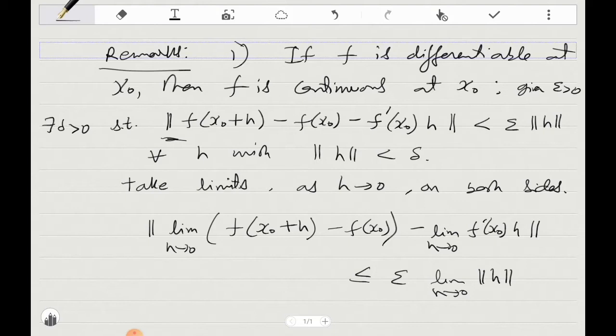So after taking limits, this f prime x naught h is a linear transformation acting on h, so as h goes to 0, this is 0, this is also 0, and finally I end up with the limit as h goes to 0. This thing here is 0, which is what we wanted.